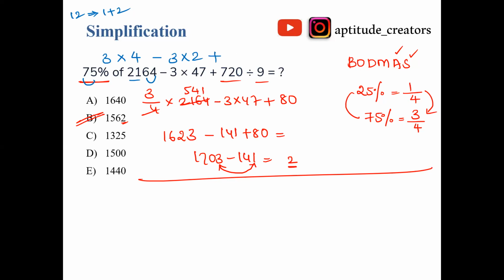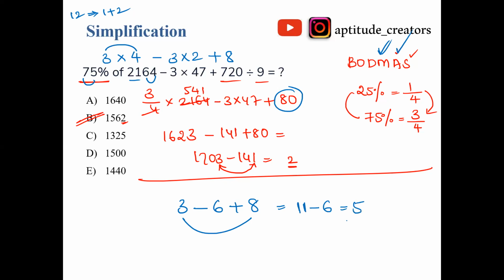And what is this? 80. Correct. 720 divided by 9, it is giving the result as 80. And here the digital sum is 8. Now, what is the digital sum here? First, we have to go with multiplication. 4 into 3, 12. Digital sum is 3. 3 into 2, 6. And here, 8. First, we have to go with addition. 8 plus 3. What is 8 plus 3? Sorry, this is 12. Yes. What is 8 plus 3? 11. 11 minus 6. It is giving the result as 5.